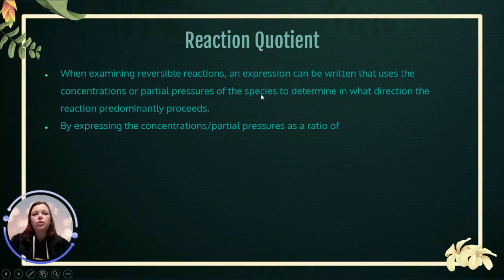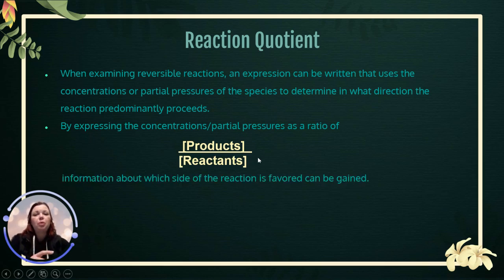So the reaction quotient is an expression that allows us to use concentrations or partial pressures of the species to determine in what direction the reaction predominantly proceeds. So thinking back to our last topic, does it proceed towards the reactants or does it proceed toward the products or is it at equilibrium? By expressing the concentrations or partial pressures as a ratio of products over reactants, information about which side of the reaction is favored can be gained.